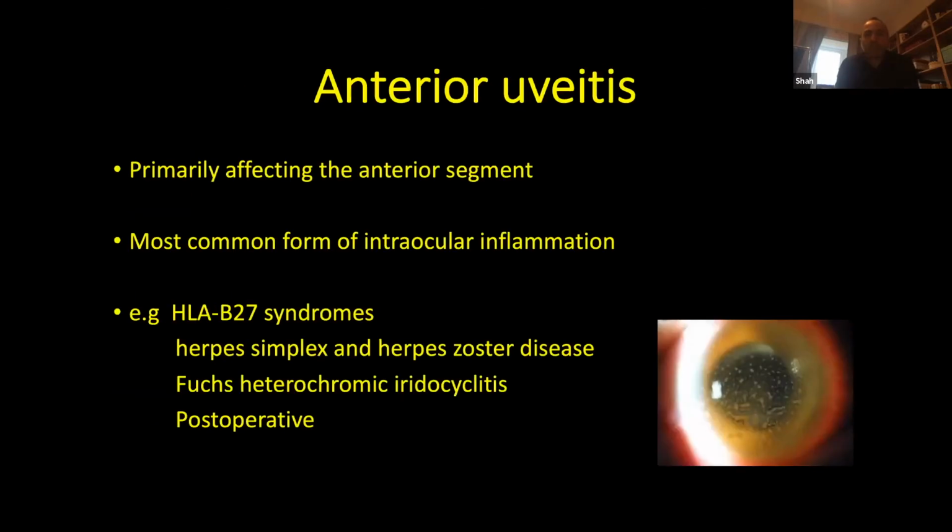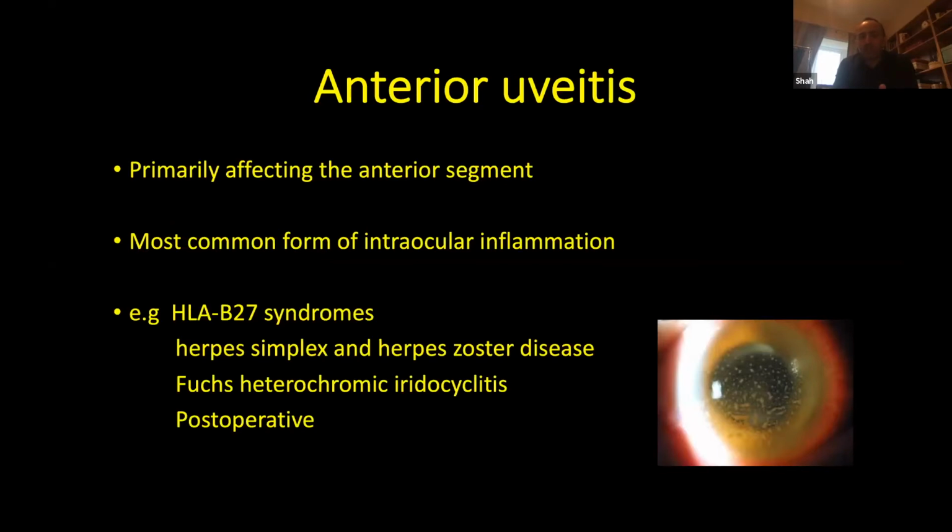That's posterior uveitis. And panuveitis, where you have inflammation throughout the eye across all structures with no predominant part showing up. So anterior uveitis mainly affects the anterior segment. It's the most commonly seen intraocular inflammation. You tend to see this in HLA-B27 syndromes, herpes simplex and zoster infection, Fuchs heterochromic iridocyclitis, which is often unilateral, or most commonly actually post-operative.